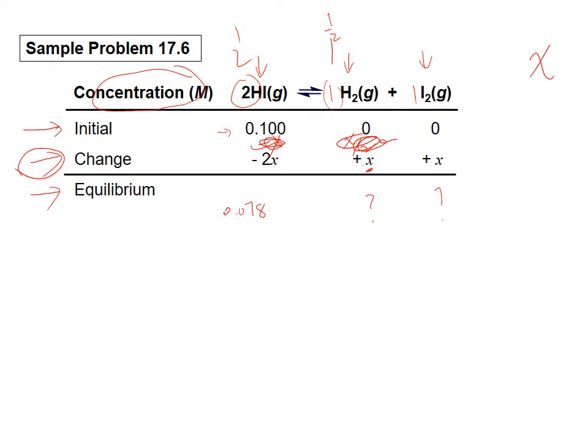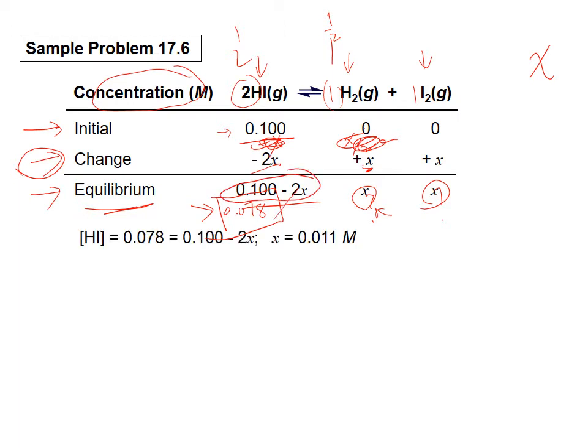Do that, then we can figure out the equilibrium concentration, which is the initial plus the change. For the reactant, that gives you 0.1 minus 2x, and for the products, 0 plus x, so x and x. Now how do you figure out x? We already know an important piece of information at equilibrium: 0.078 is the equilibrium concentration for hydrogen iodide, and that is given. This table shows it should be this value, and these two have to be the same. So 0.078 should equal 0.1 minus 2x, and from this you can find x.